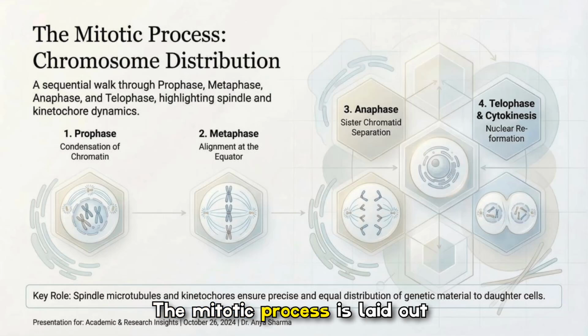The mitotic process is laid out step by step. Prophase condenses chromosomes. Metaphase aligns them at the equator. Anaphase separates sister chromatids. And telophase reunites nuclei, while cytokinesis divides the cell. The visuals emphasize spindle microtubules and kinetochores as the mechanics ensuring equal chromosome distribution to daughter cells.